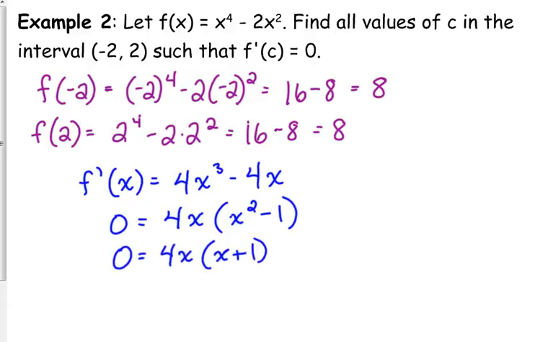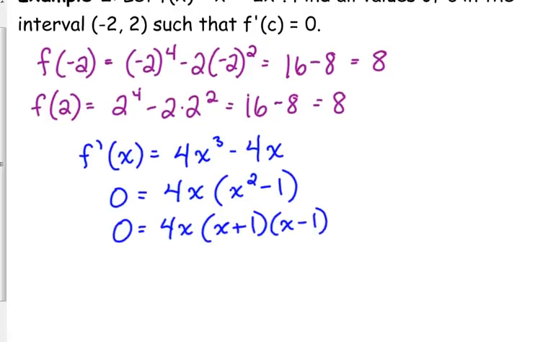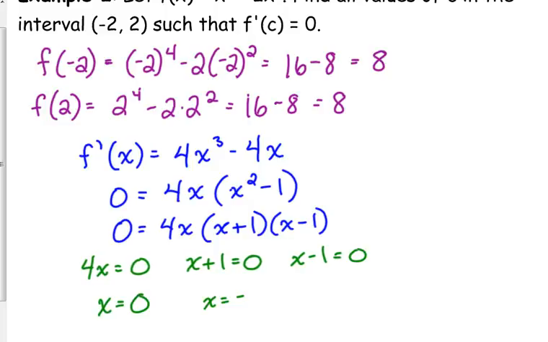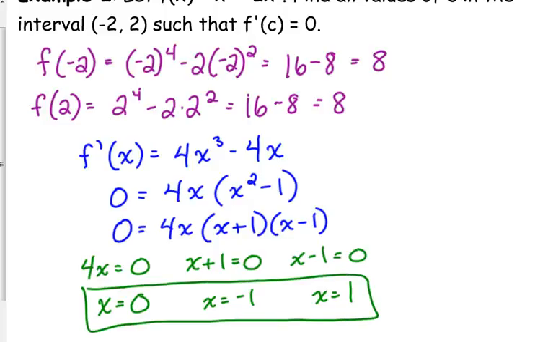Technically, you could solve x squared minus 1 using square roots, but most people, when they do that, forget to include the positive and the negative. So 4x is equal to 0, x plus 1 is equal to 0, and x minus 1 is equal to 0. So we get 0, negative 1, and positive 1. Those are all three in our interval. So those are the three c values, the places where f prime of c equals 0.